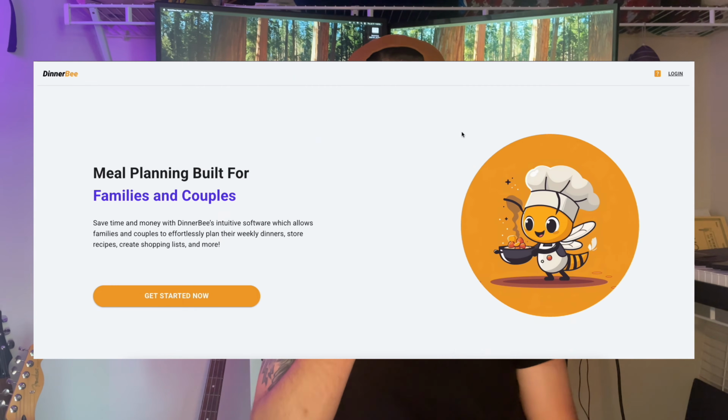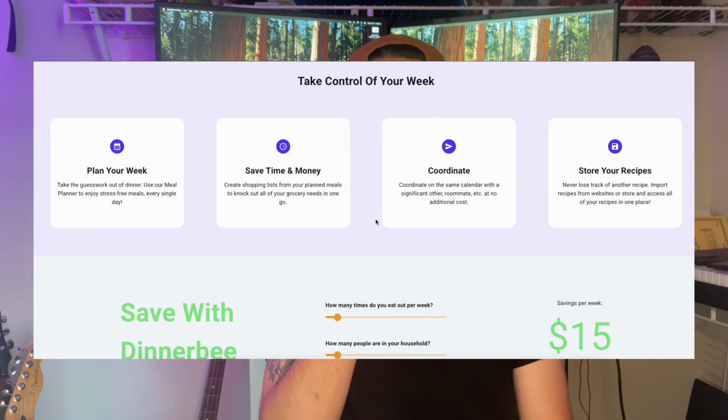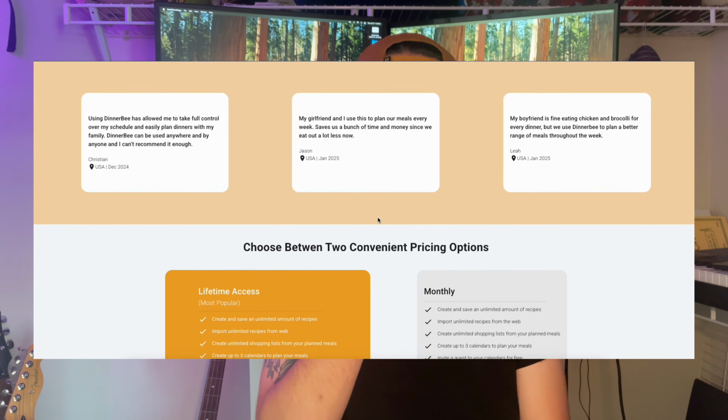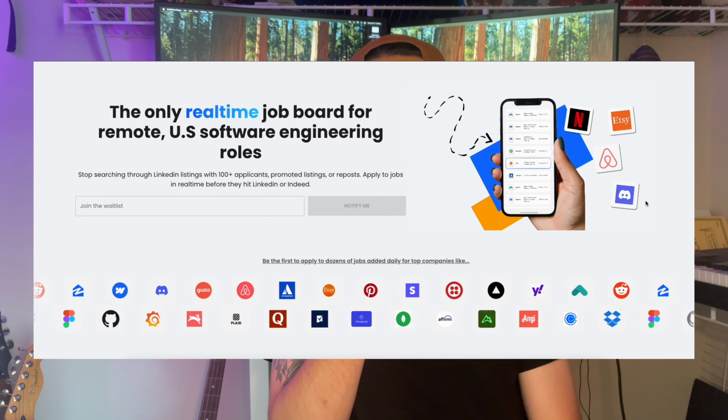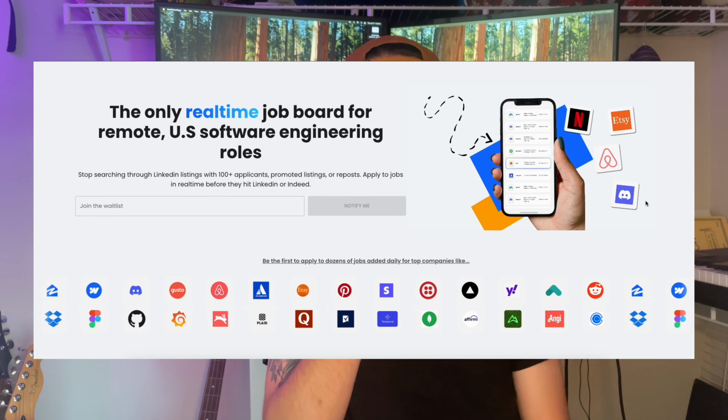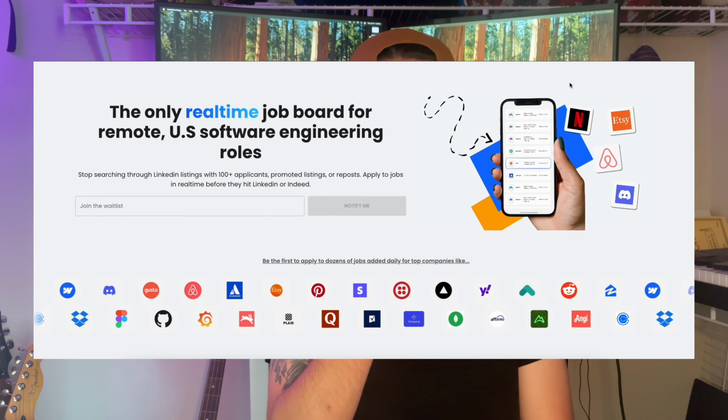The two applications that I've built so far are Dinnerbee, which is a meal planning application for couples and families, and most recently Dev Dispatch, which is a real-time job board for remote US-based software engineers. And so the costs that I'm about to show you will be holistic of those two applications over the past year or so. So let's hop right into it. These categories will go from smallest spend up to the largest amount of spend, and then I'll show a grand total at the end as well.